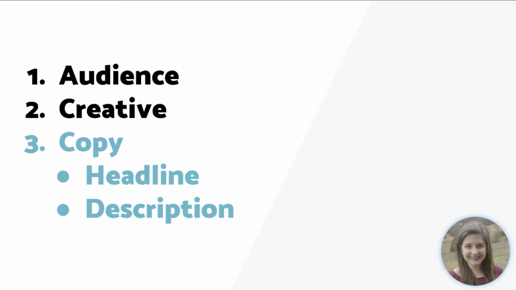So, if you're testing static images versus video, or if you're testing different types of images against each other. And then underneath the creative is when we start looking at the copy. And the order of importance for copy is the headline first, and then the description or the body text. So just remember that this is the order of importance when we're looking at optimizing our Facebook ads.